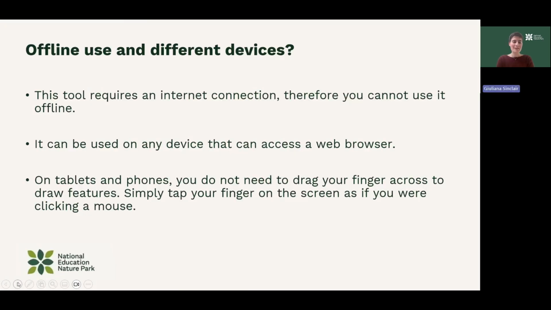Just to answer a couple of frequently asked questions, you do require internet connection to use the tool. So yeah, just make sure that if you do have it outside, you can use a tablet. Otherwise, just use paper and then come back and access it with a web browser. But you can use laptops, desktops, tablets, phones, anything that can access a web browser would be able to access the habitat mapper. And on tablets, just make sure you tap your finger across a polygon instead of, you don't need to drag it. If you just tap it, it will form the shape as you go.